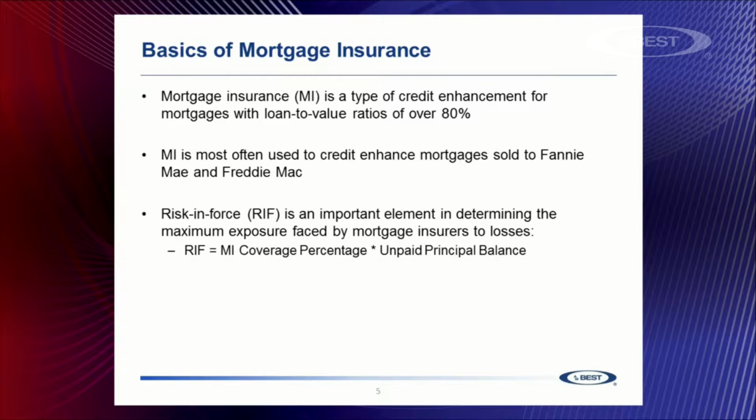So mortgage insurance is a type of credit enhancement for mortgages with loan-to-value ratios of over 80%. And the loan-to-value ratio is a ratio of the loan balance to the market value of the home. And MI is most often used to credit enhance mortgages sold to Fannie Mae and Freddie Mac. An important factor in analyzing mortgage insurance is risk in force. And this is essentially the maximum exposure faced by mortgage insurers that cover losses in the pool of mortgages. Risk in force is a product of the MI coverage percentage and the unpaid principal balance of the mortgage.